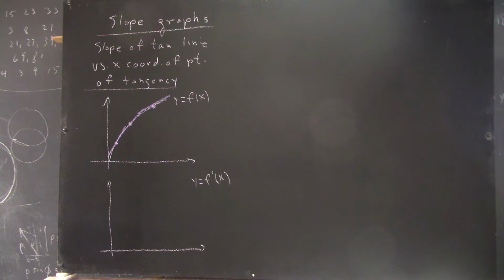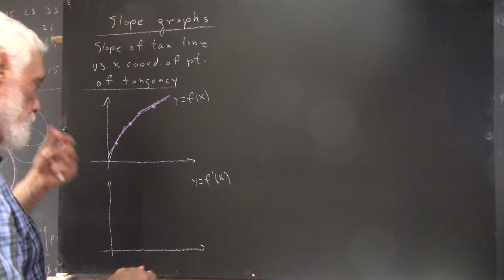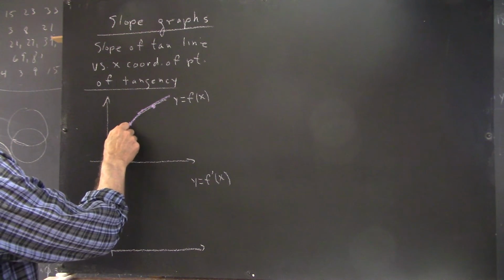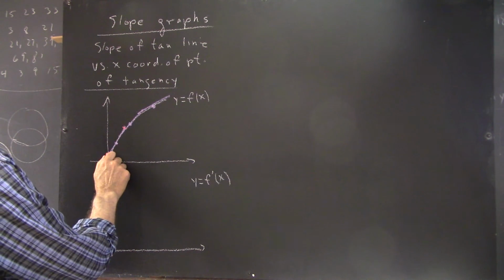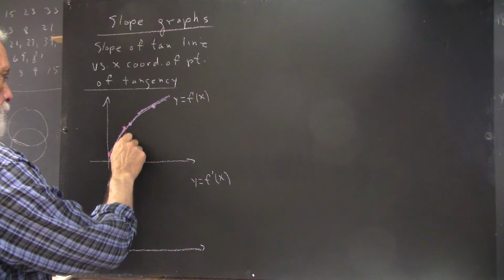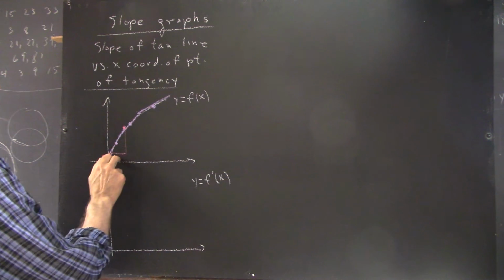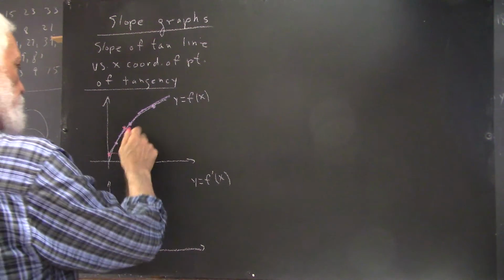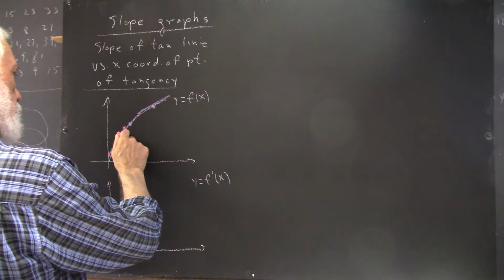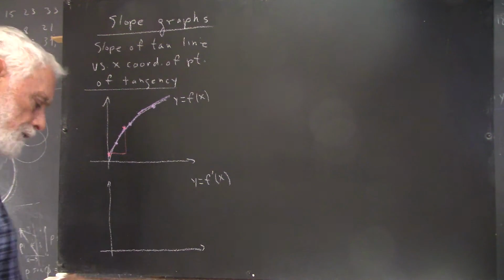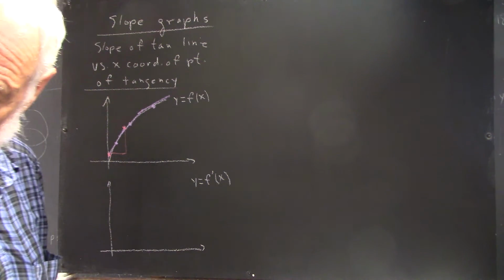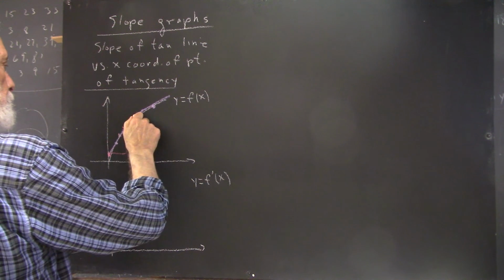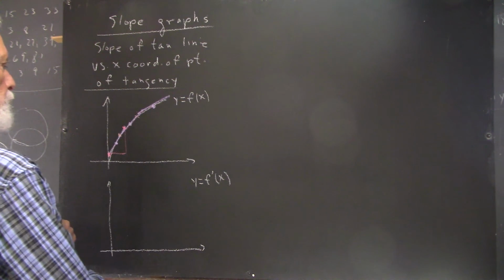Now, what we want to do to easily and quickly construct the slope graph is take 2 points on each tangent line. Okay, let's take these 2 points on this tangent line. Then the slope is going to be the rise divided by the run. And then we do the same for the second tangent line. Let's just use a different color. So for the second tangent line, we have a point here, let's say, and a point here.